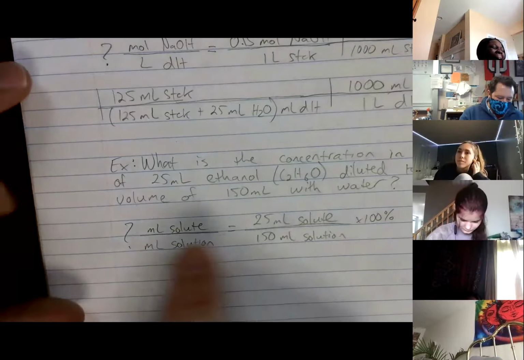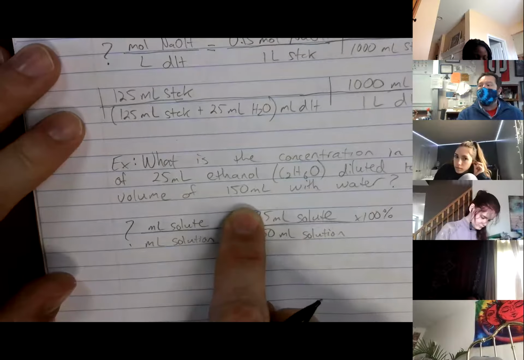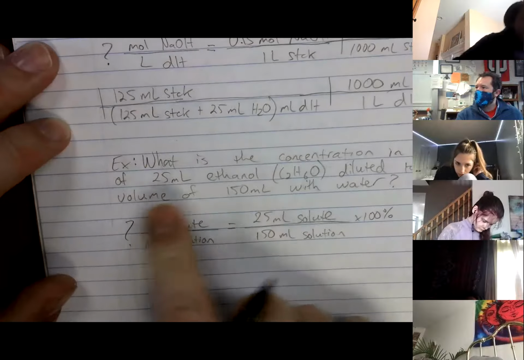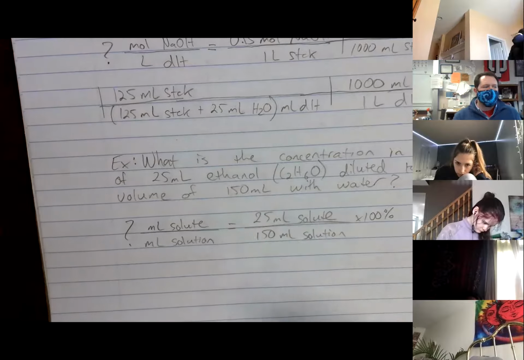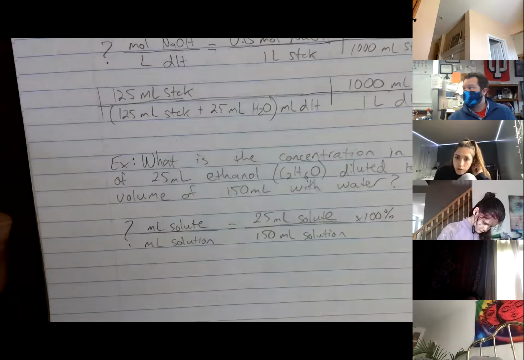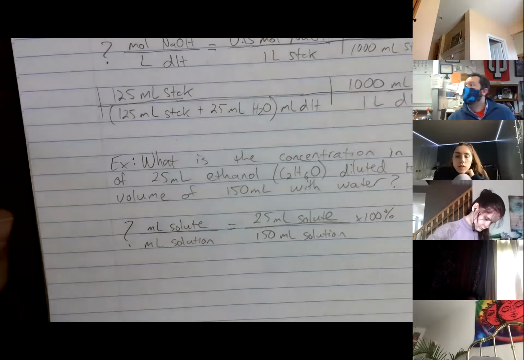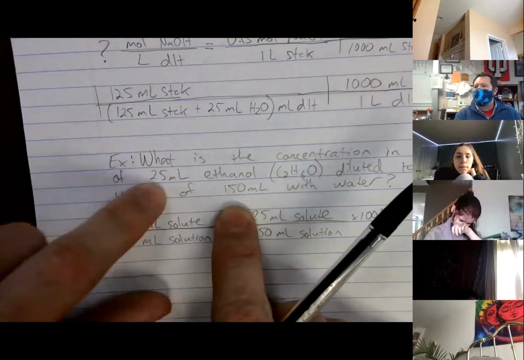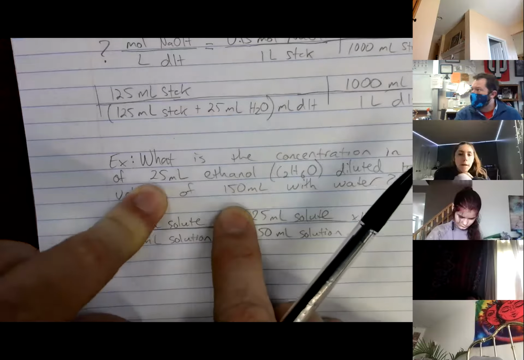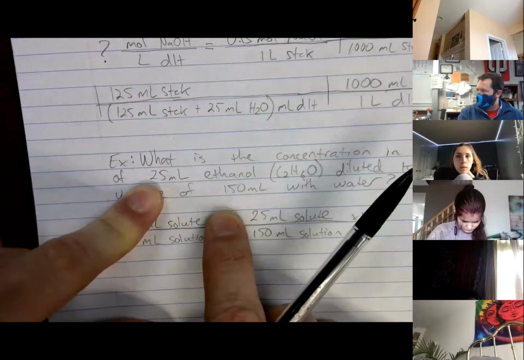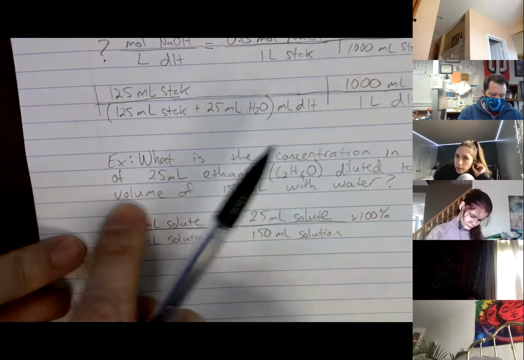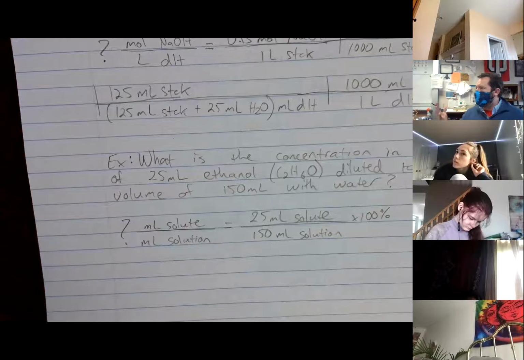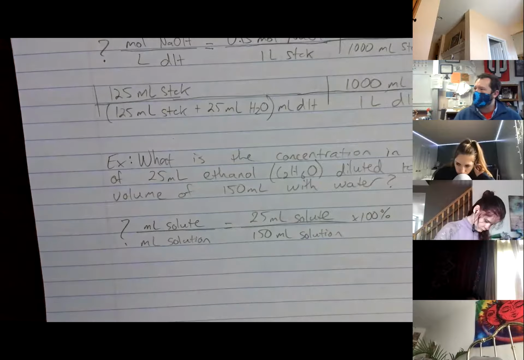Could they have made it a little more complicated? Sure. They might have said diluted with 150 milliliters of water. If they said with, what would you have to do? Yeah, if they said with 150 milliliters of water, you'd have to add the two. You say, well, then your total solution is 175. But they didn't even say that. They just said we have a total volume of 150 milliliters. So, I mean, that's it. That was a simple problem.